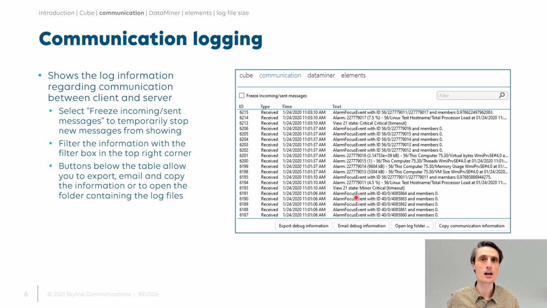In this case, you see a lot of received items. So those are like alarm updates or element states. An element going into critical state would be popping up here, but also changes that are happening in your DataMiner system will continuously come in there. So you can also freeze that, filter that, and the available buttons at the bottom are again the same thing.